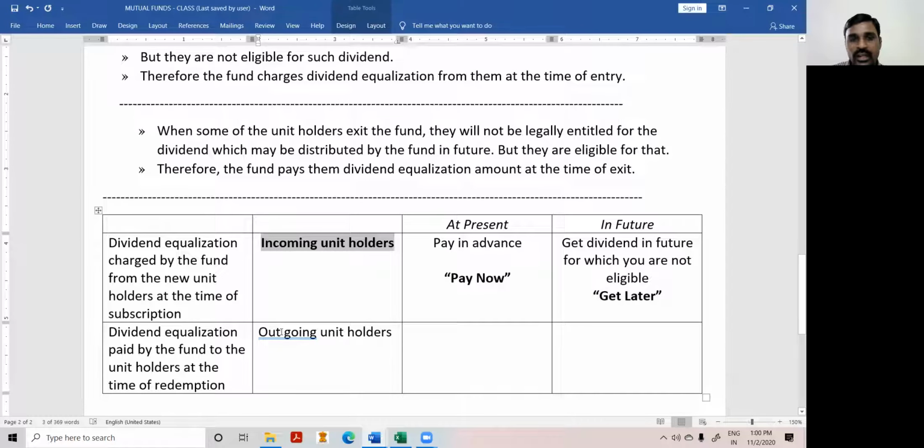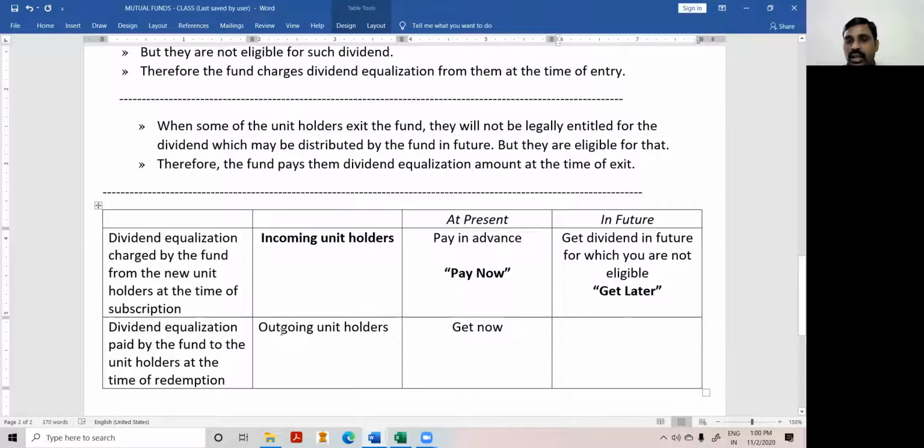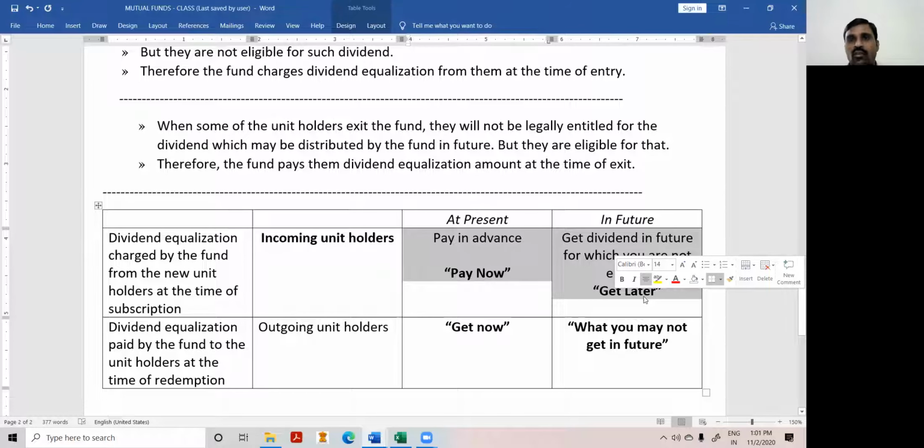And when it comes to the outgoing unit holders, get now, sacrifice later. Here, get now what you may not get in future, as simple as that. Pay now what you may get in future for the incoming unit holders, get now what you may not get in future for the outgoing unit holders.